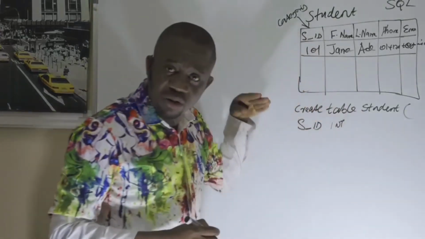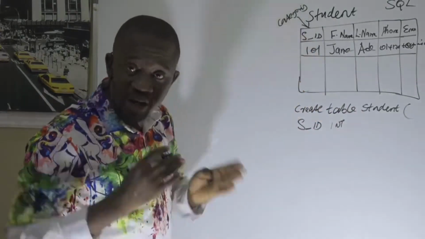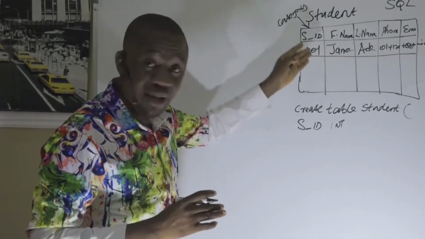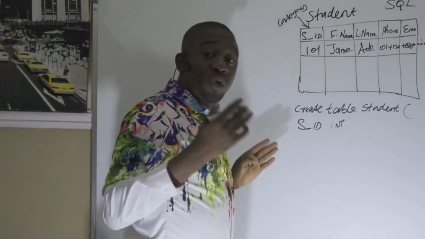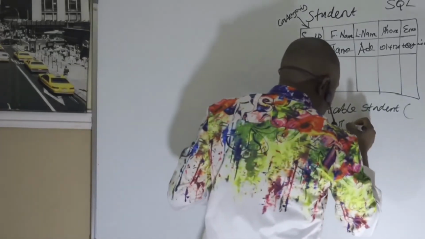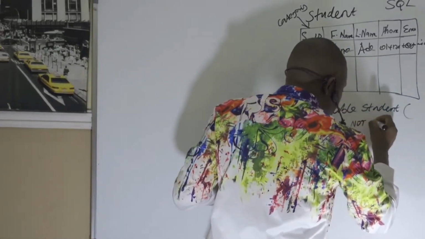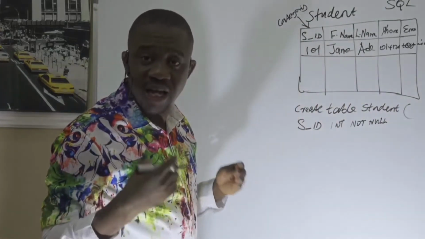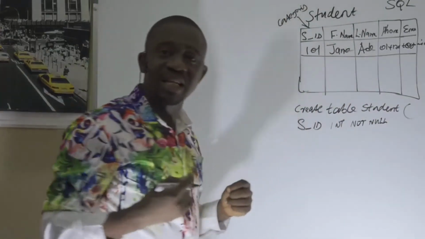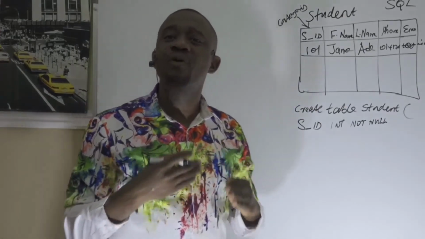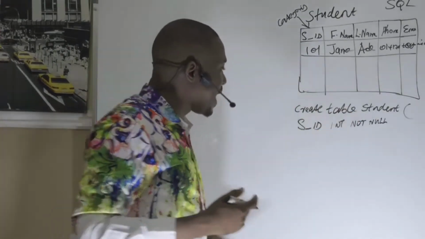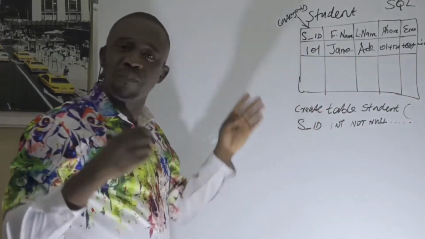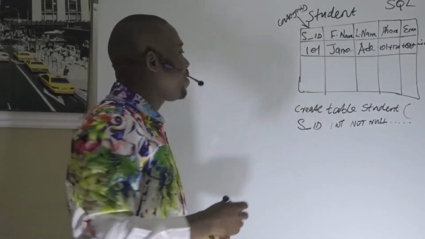Each of the cells, are they going to be empty? Are you going to allow this place to be empty or not? You say, no, I don't want it to be empty. You say not null. Is this one going to be unique? Unique means you don't want repetition. You put that. Then you ask yourself again, is this one going to be the primary key? You put that information wherever.